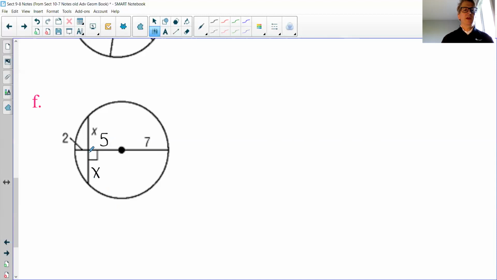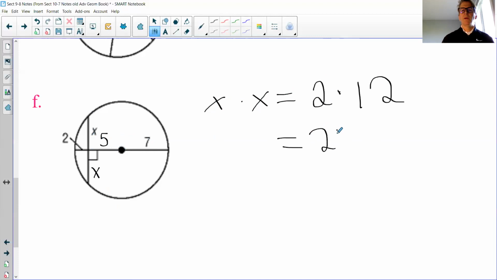All right, so we're going to move ahead here. We're going to take this x times this x, and that will equal this little 2 times 12, 5 and 7. So that puts you at x squared is equal to 24.